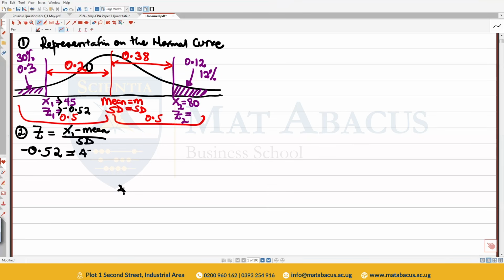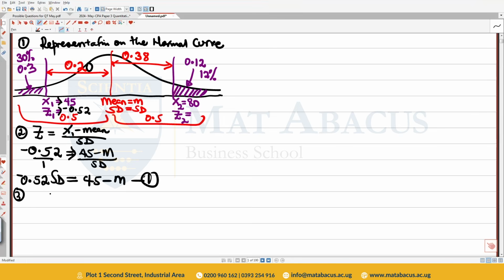X is already given as 45 minus the mean divided by standard deviation. So this is over 1. You'll have negative 0.52 is equal to 45 minus the mean over SD. It's negative because it's on the left side. That's why we make it a negative. So you have negative 0.52 SD is equal to 45 minus the mean. And this is your equation 1.